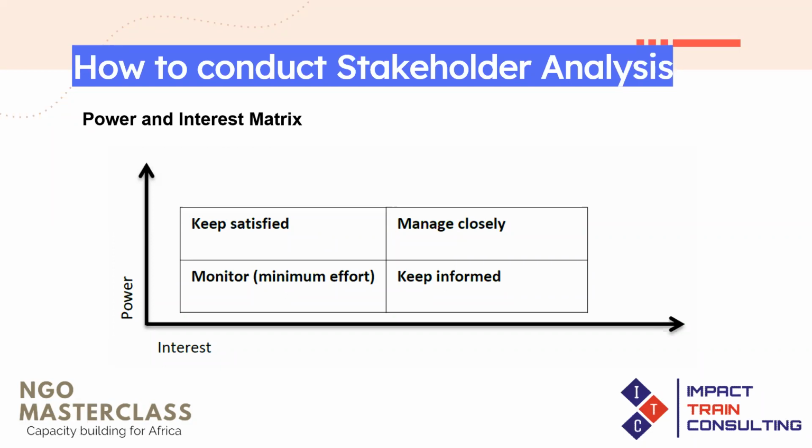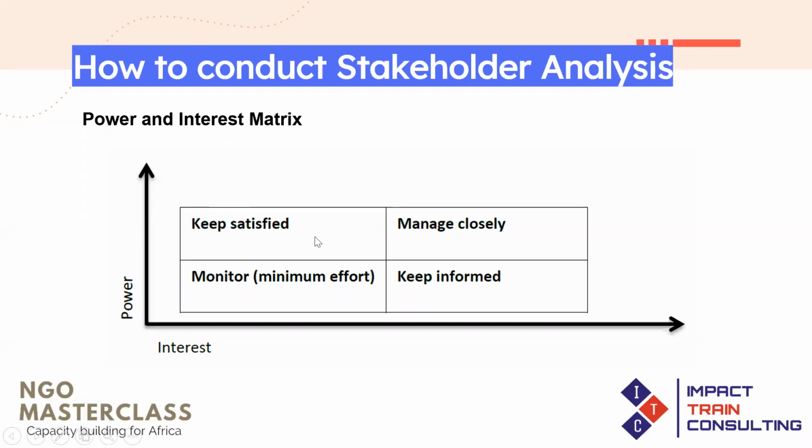So the people we should manage closely are the people who have high power and high interest, because the power matrix goes to the right. People in this area have high power and high interest. People who have high power and less interest, you just need to satisfy them. Low power and high interest people, you need to keep them informed. And people who have low power and low interest, you just need to monitor them, but you don't need to apply much effort in that.